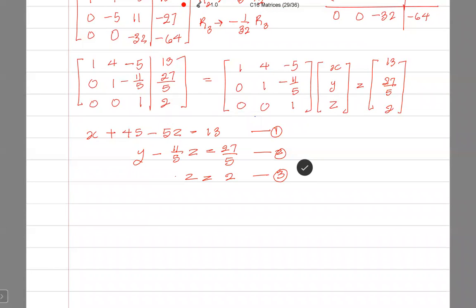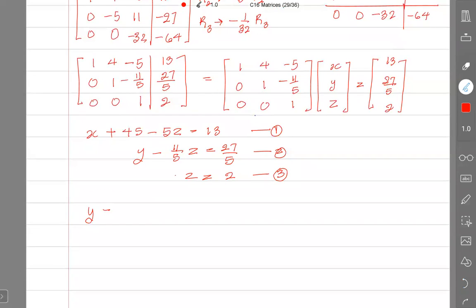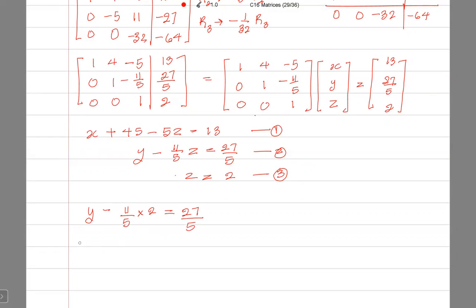So since z is 2, I can say that y minus 11/5 times z, which is 2, is equal to 27/5. So therefore, y is equal to 27/5 minus 22/5, which is 5/5. Y is equal to 1.